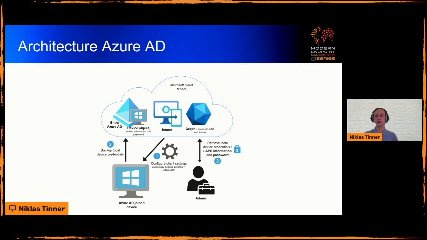Now, talking about the architecture, I will show that in the Azure AD scenario, because this is a little bit simpler to show. First of all, we have an IT administrator who configures the client settings, for example Intune, could also be GPO. And here we would set the backup directory to Azure AD. The device retrieves that policy, processes it, and then it will back up the device local credentials to the corresponding Azure AD device object. There, the metadata information is stored, such as when the password will expire, is there even a LAPS password set, and some more information, but not the password in clear text. But additionally, if you have the right permissions, you can retrieve the password in clear text.